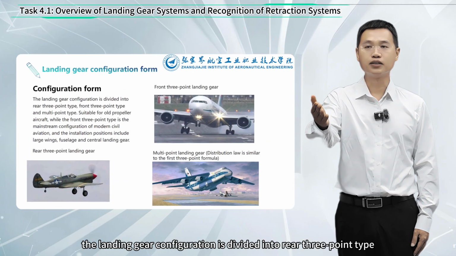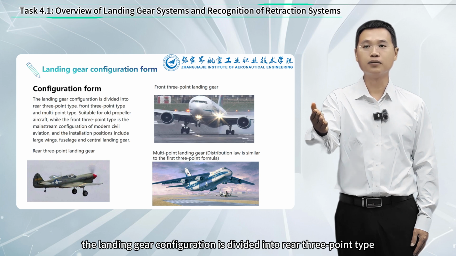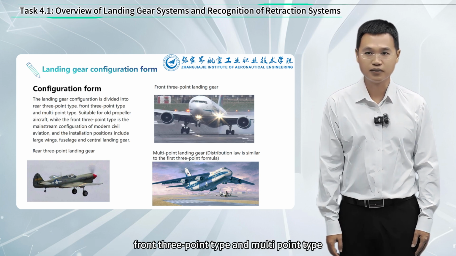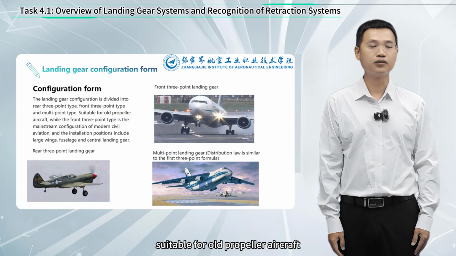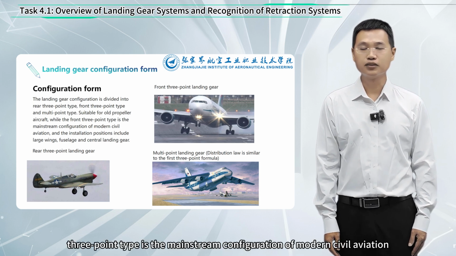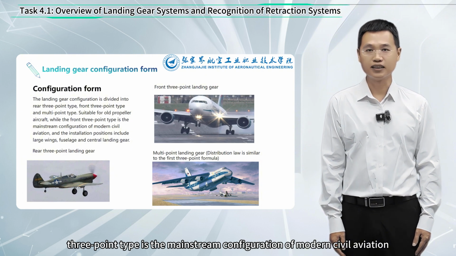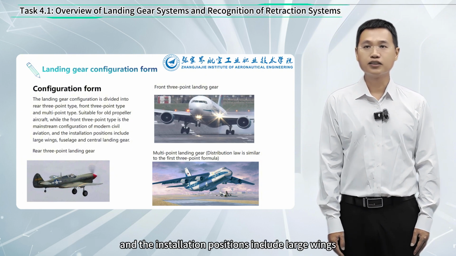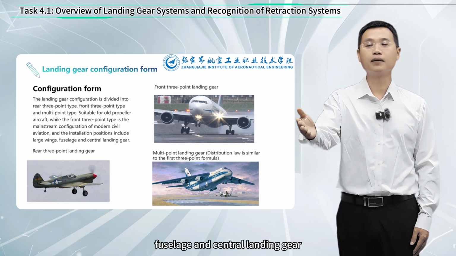The landing gear configuration is divided into rear 3-point type, front 3-point type, and multi-point type. The rear 3-point type is suitable for old propeller aircraft, while the front 3-point type is the mainstream configuration of modern civil aviation. And the installation positions include wings, fuselage, and central landing gear.